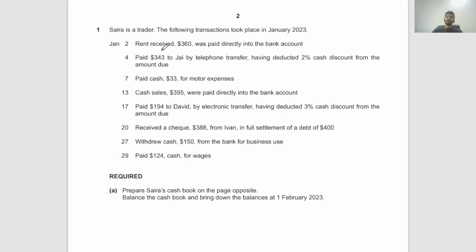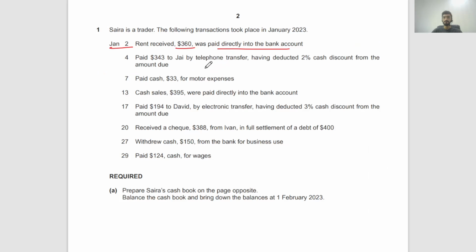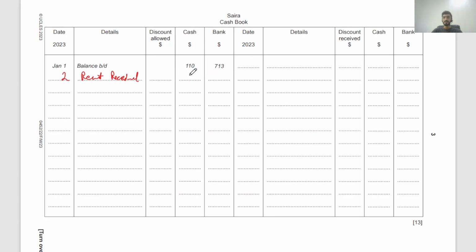Okay, so Saira is a trader. The following transactions took place in January 2023. The rent received on January 2nd was 360, paid directly into bank. So bank account debited by 360, rent received, right? So January 2nd, rent received. How much was that? 360.